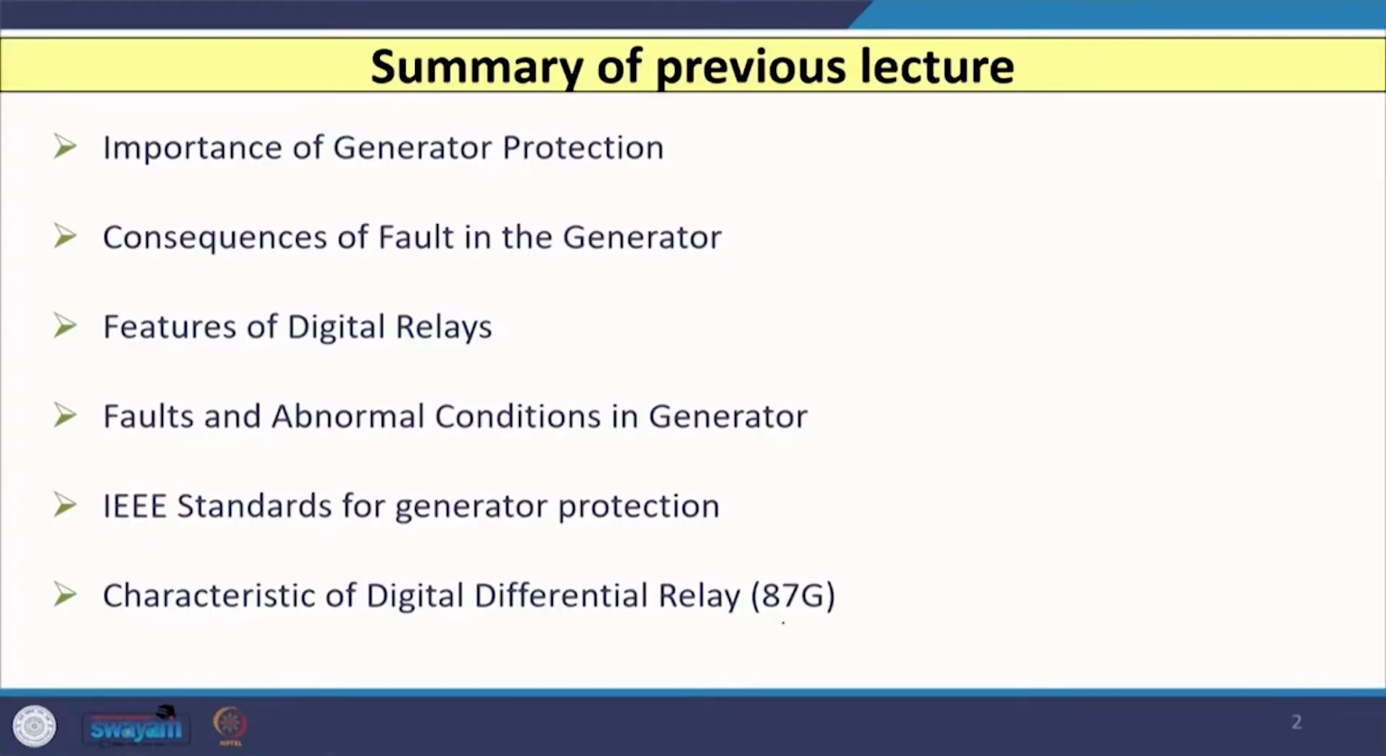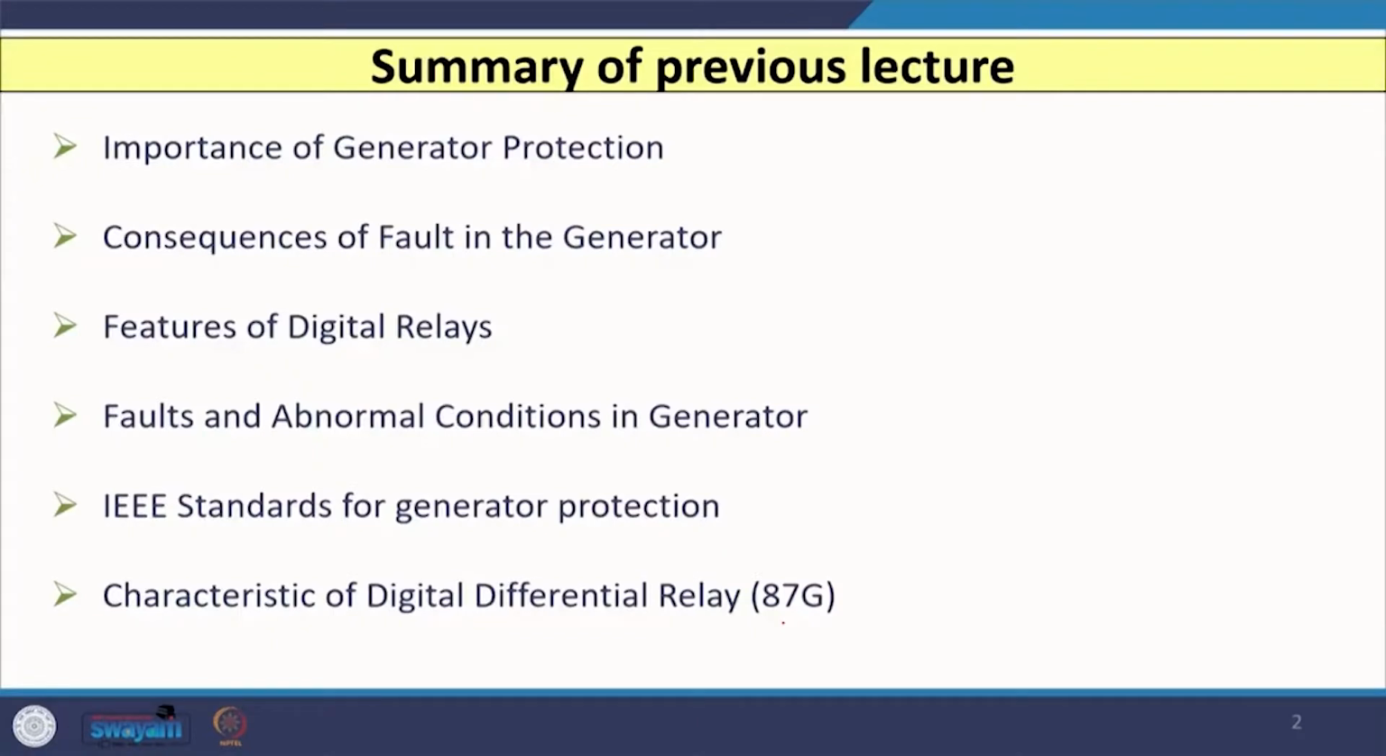based on this we have discussed the important features of digital relays, which include many features in a single unit, starting from the overcurrent to differential to earth fault to over voltage, under voltage, over frequency, under frequency and so on. After that we have discussed what are the possible types of fault that are going to occur in the generator, along with some abnormal conditions that are going to occur in the synchronous generator. We have also discussed 3 IEEE standards which are used by most of the utilities when we design the protection scheme for a large synchronous generator.